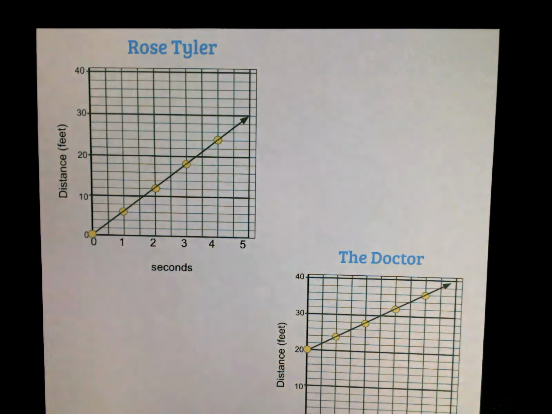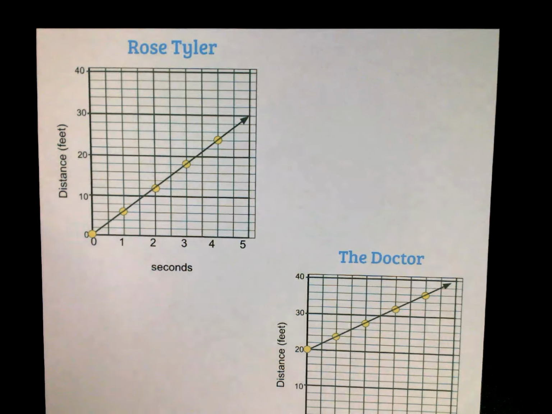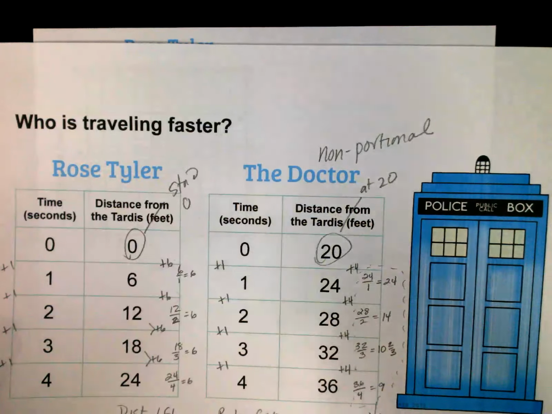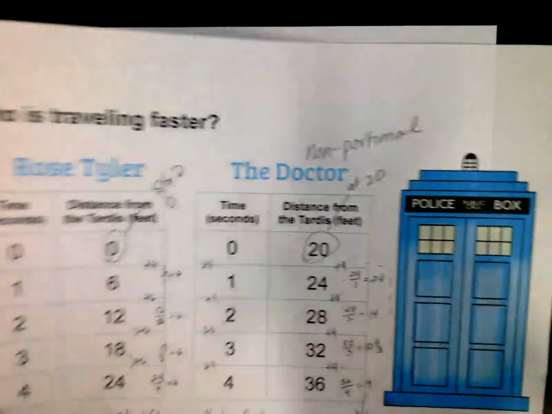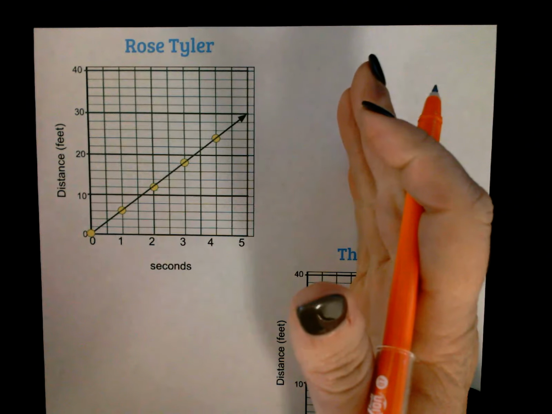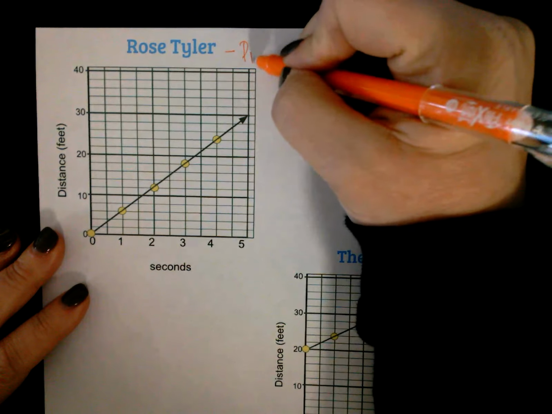Okay, we're going to continue our talk about the Doctor Who, Rose Tyler versus the Doctor. We looked at tables just a few minutes ago, kind of made a hot mess on my paper, but now I want to take the same idea and apply it to the graphs. If you flip over your paper, you will have the graphs. One thing when we look at Rose Tyler, remember we called this one proportional.